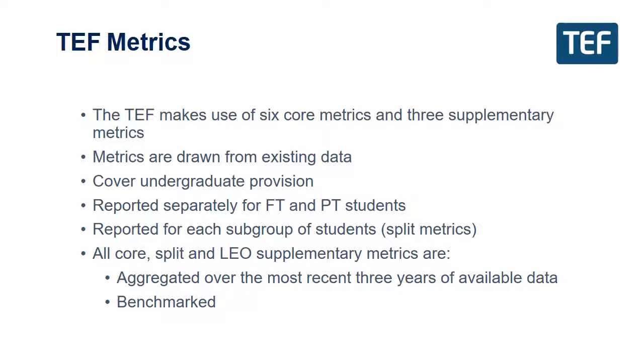For all core metrics, the split metrics and the LEO supplementary metrics, a couple of things apply. Firstly, the metrics are made up of the most recent 3 years of aggregated data. We don't apply different weightings to each year. All 3 years, or however many are available for each provider, are taken together as a snapshot of performance. Secondly, the metrics are all benchmarked. We compare the actual performance to a measure of expected benchmark performance. And there's a separate video on the details of benchmarking.